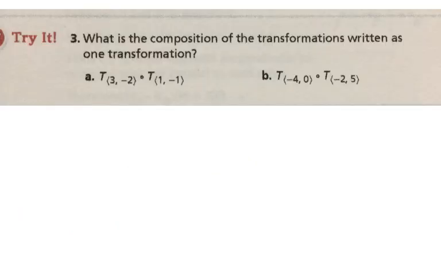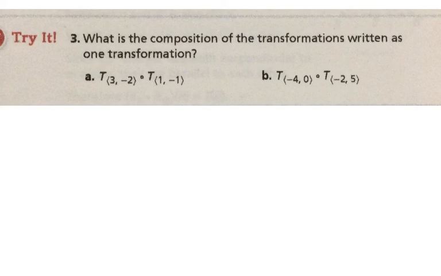Try these. This is the last thing before we leave, so make sure we get these done. We want to do a translation, right 3, down 2, and then another translation, right 1, down 1. And then what would I have done in the beginning to do this in one move? That's what I'm trying to do. Instead of writing it as 2 moves, what could I write as one move?